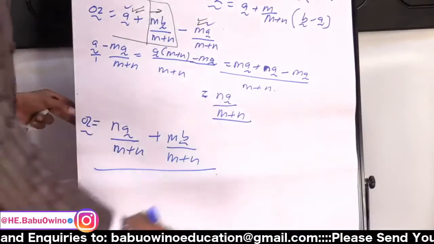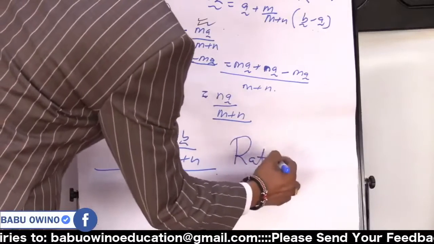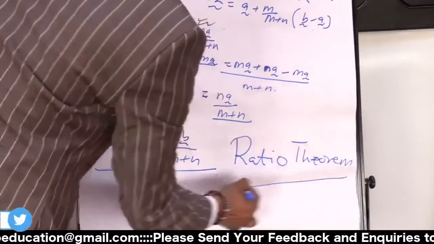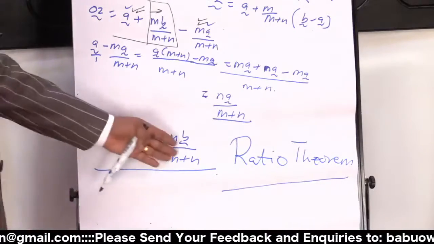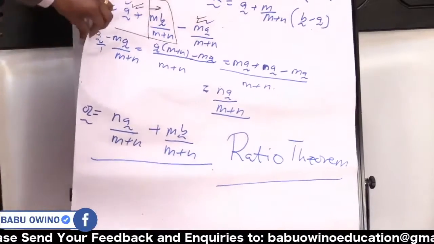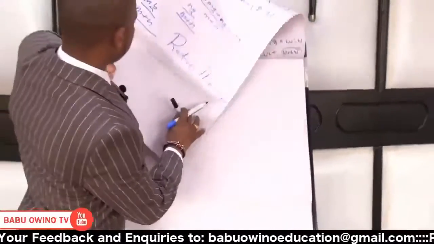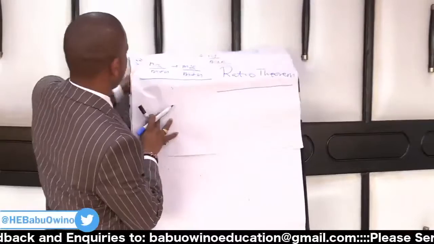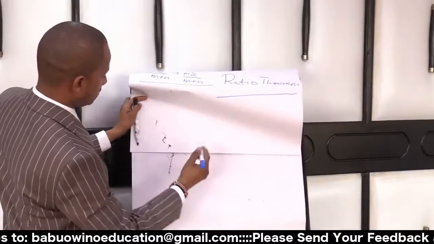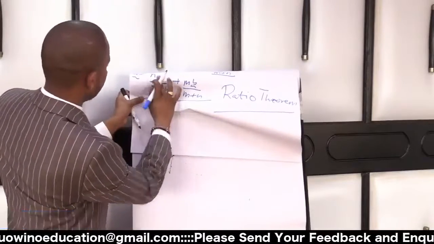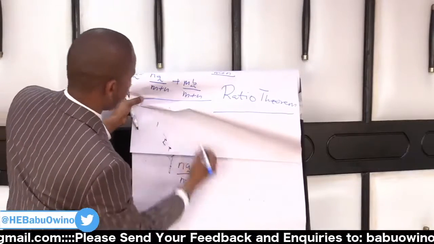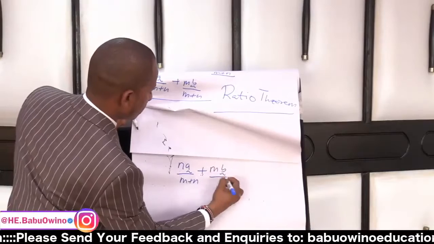So class, this is what we call the ratio theorem. Why am I interested in deriving this? Because it will help you in simplifying your work. From the ratio theorem, we have NA over M plus N plus MB over M plus N.